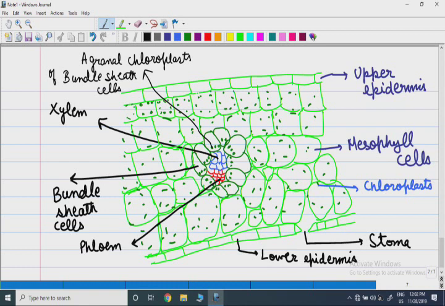I have to make one more diagram after this. That is going to be an equation type of diagram.